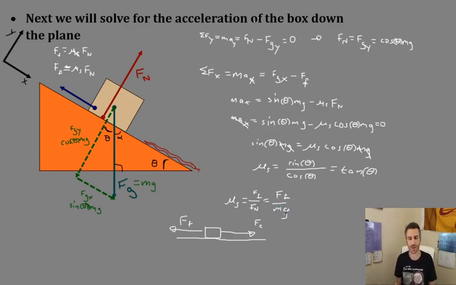Crazy. Okay? So that's one way of determining the coefficient: you can figure out what the friction force is. The friction force is going to be equal to the applied force at the point where it breaks free. And so take that divided by mg. And that's a pretty easy way to calculate it.